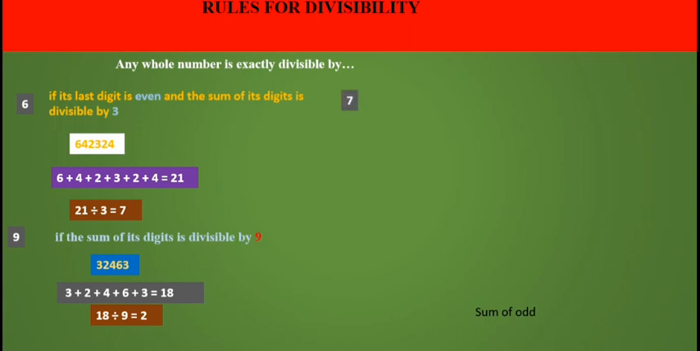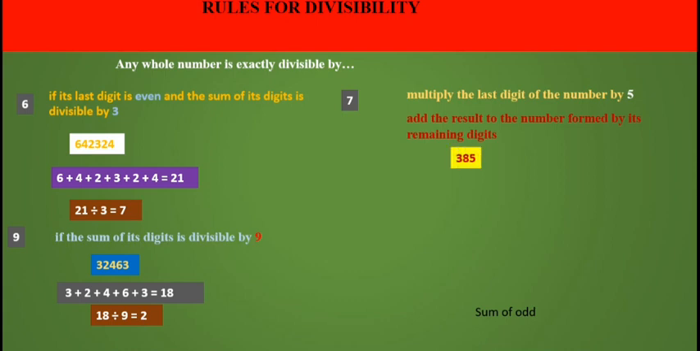Now let's look at the rule for divisibility for 7. We multiply the last digit of the number by 5 and then add the result to the number formed by the remaining digits. We'll take this example, 385. The last digit is 5, so we multiply that number by 5. So 5 times 5 is equal to 25.